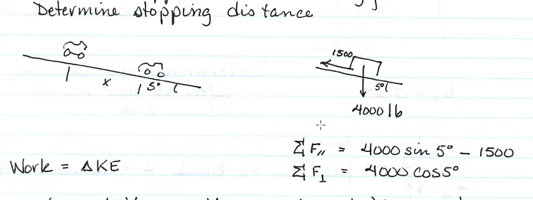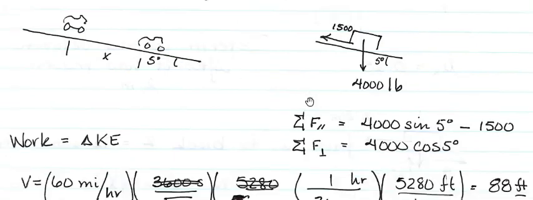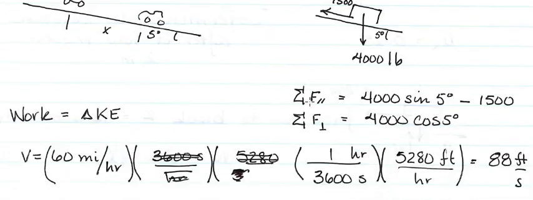We know the perpendicular force is associated with the weight of the car, 4,000 pounds times the cosine of 5 degrees. Now, because we're dealing in pounds, we want to make sure we're in feet per second. The problem gave it to us in miles per hour, so we're going to have to convert into feet per second. I did a little bit of conversion there, and we show that the velocity of the car at 60 miles an hour is really about 88 feet per second.